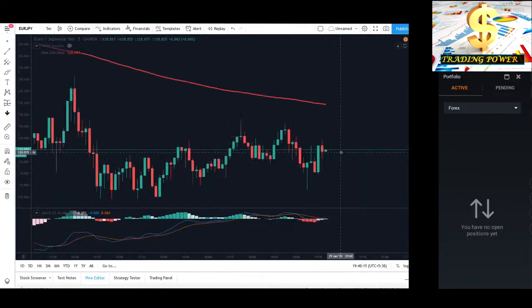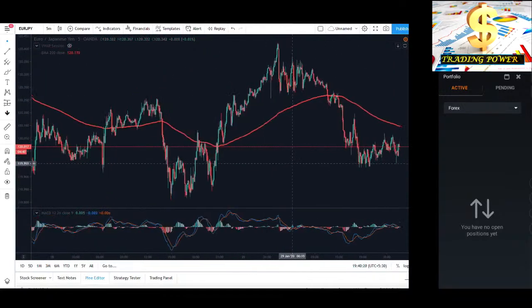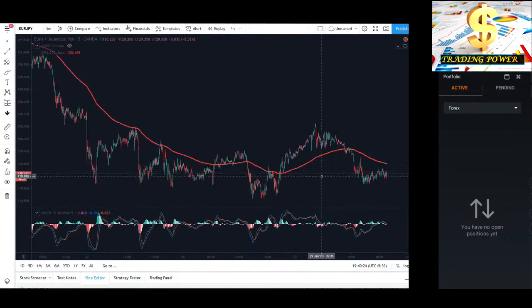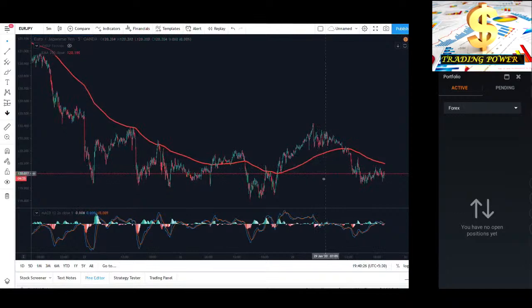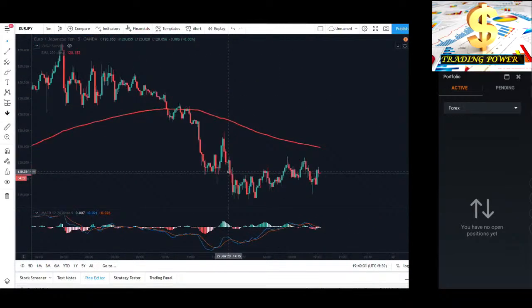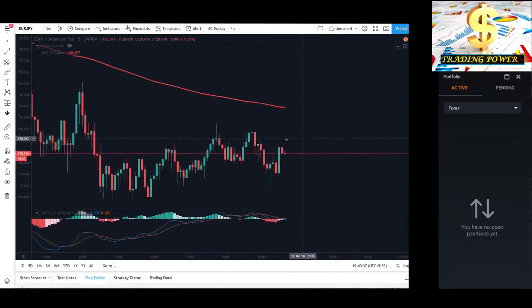If you have watched my previous videos, you can tell it is in a downtrend. It is trading below the 200 period moving average. Therefore, we will look to sell. But just because the moving average is indicating a downtrend doesn't always mean that the market will go further down. So, to avoid taking stupid trades, we will try to find the strong support and resistance.